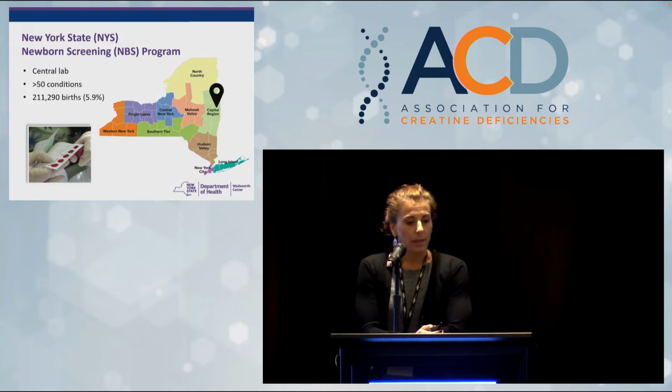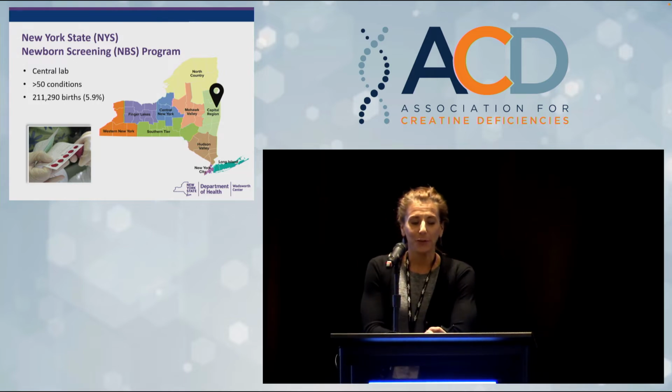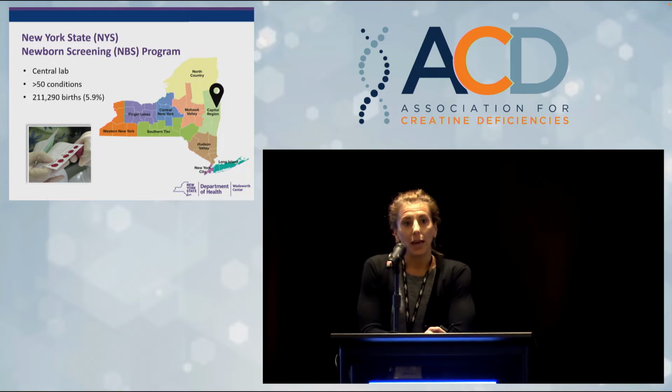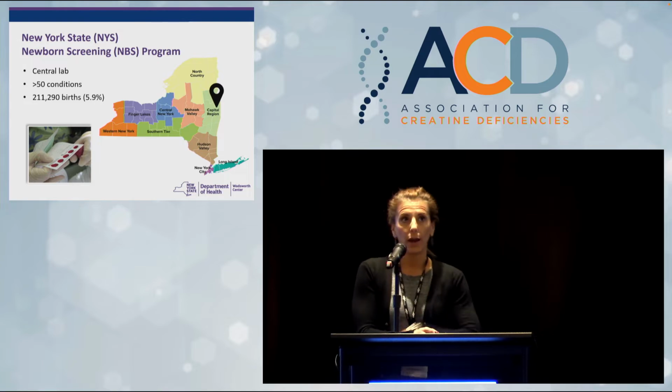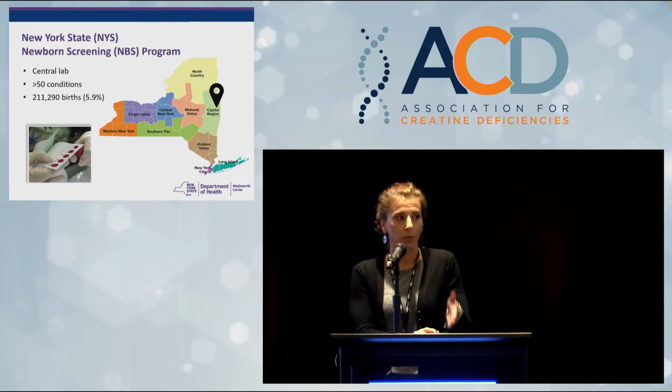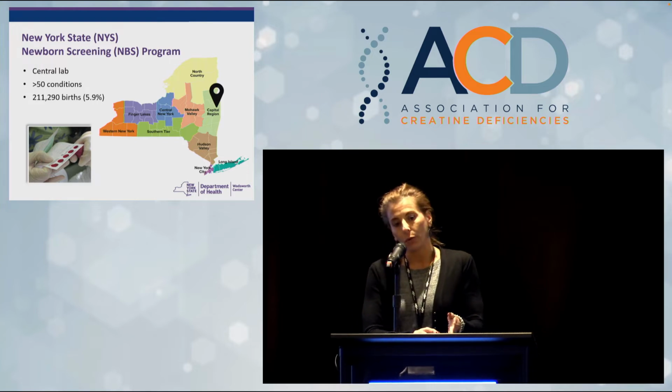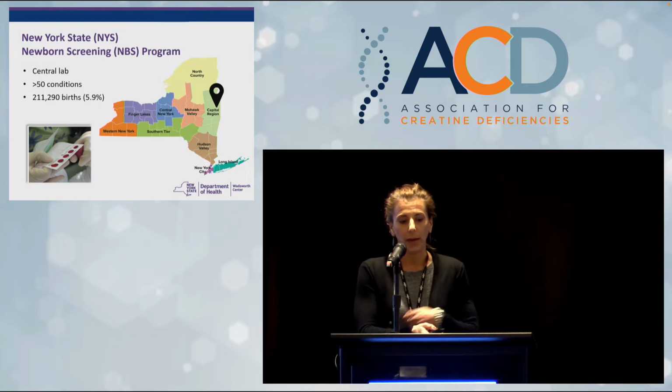In 2021, we had more than 211,000 births in our state, and this represents about 6% of all births in the US. We are a very high throughput lab. We test about 1,000 specimens a day, where our goal is to rapidly identify, refer babies for diagnosis, and treat before symptom onset.